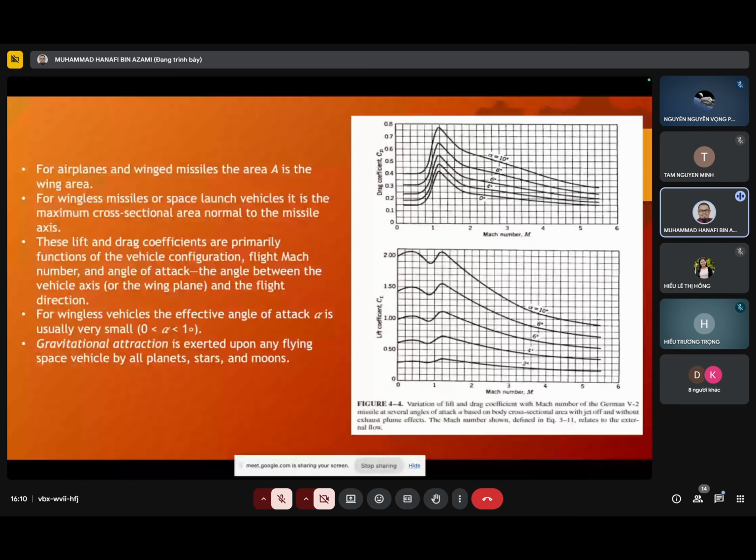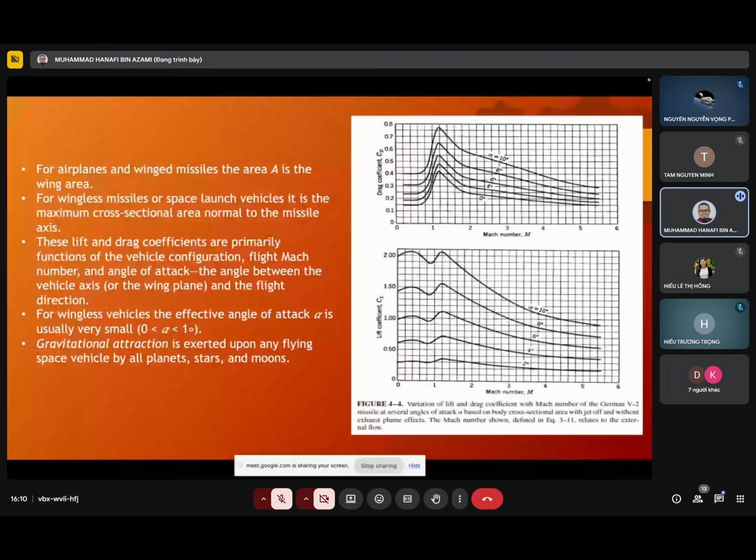Higher angle of attack, you will create higher drag, higher CD. So this is the trend for the missile, the German V2. And actually for CL, it reduces. Higher angle of attack is good, but although CL is good, CD also increases, so actually it's not that good. As you go faster, the CL reduces.